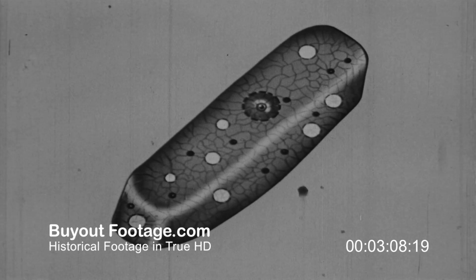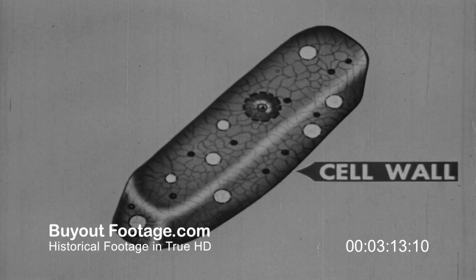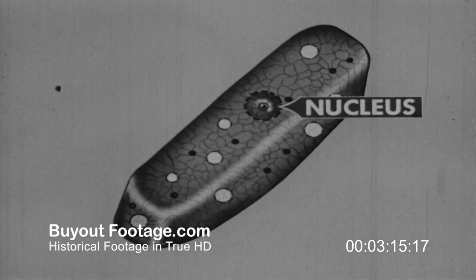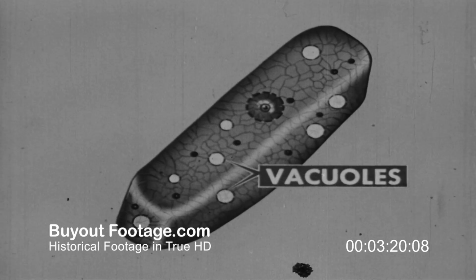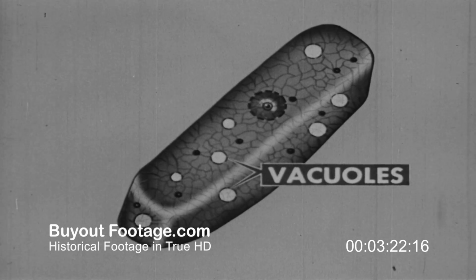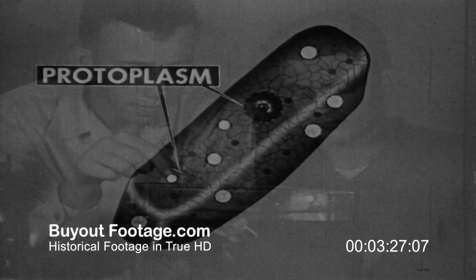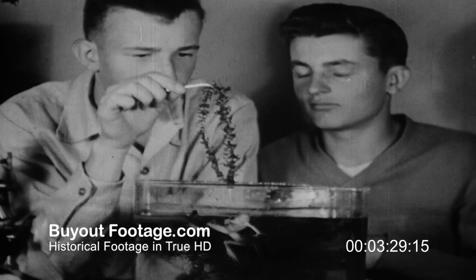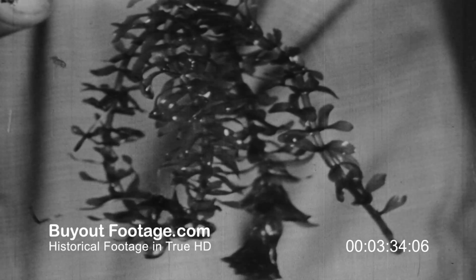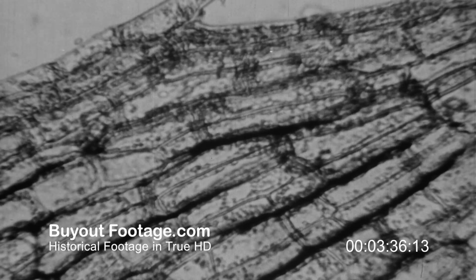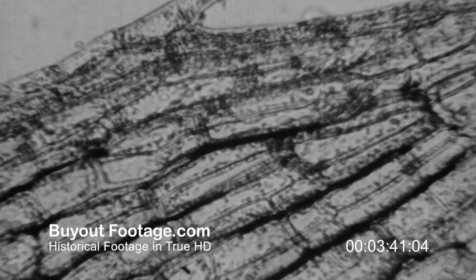Every cell has thickness. Here is the cell wall. Inside it is the nucleus. The small white drops are called vacuoles. Most of the material inside the cell wall is protoplasm. Let's look at the protoplasm in the cells of this common water plant. The microscope shows us that protoplasm is alive. See how it moves, continually streaming about within the cell wall.